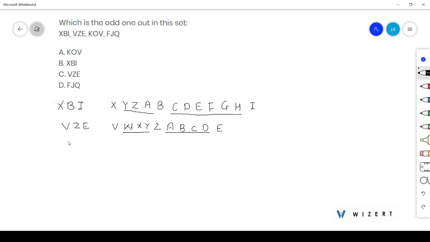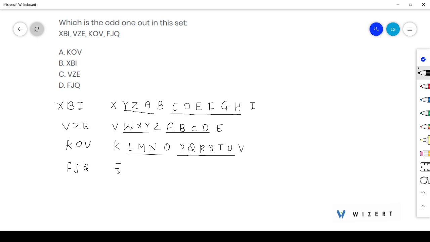Now let us check KOV. Now after K, L, M, N will come, and then O. After O, P, Q, R, S, T, U, and then V will come. Means there are 1, 2, 3, 4, 5, 6 letters. And then the last one, F, J, Q.